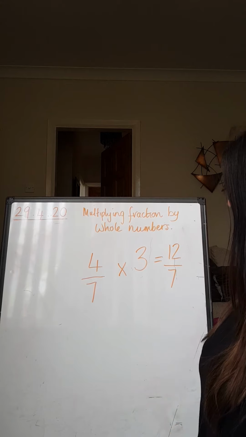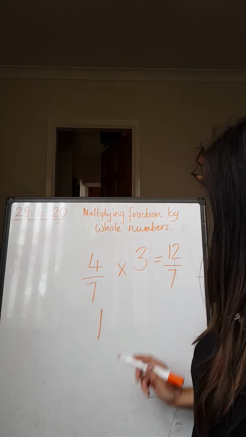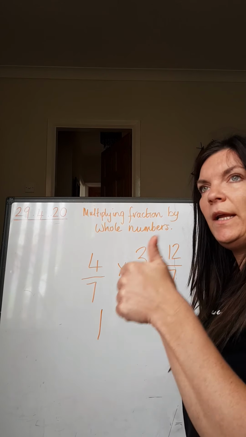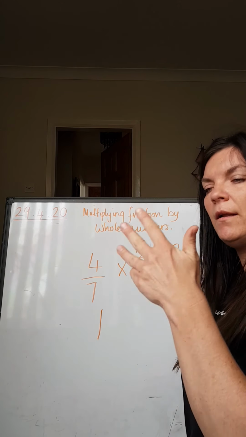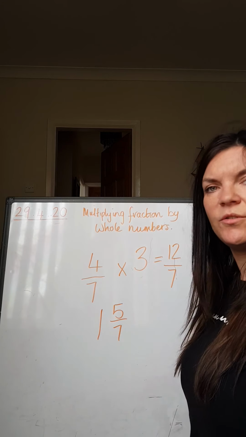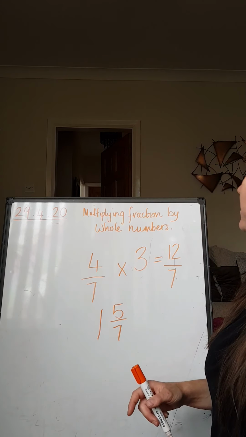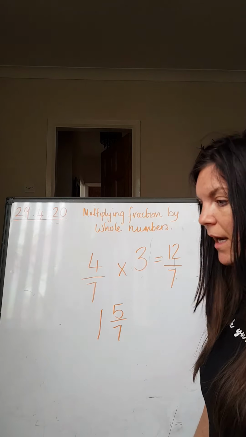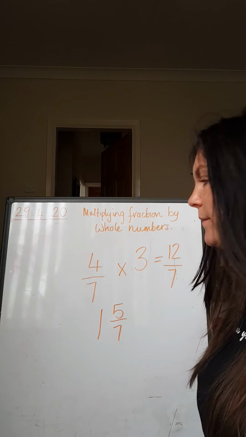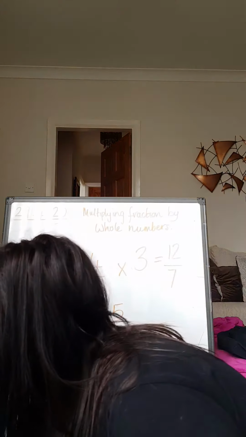How many 7s can I fit into 12? 1. And what's the remainder? 7, 8, 9, 10, 11, 12. There's 5 left over. So I've got 5/7. Remember, the number on the bottom of the fraction doesn't change, so you're always working in 7ths. Right, hope that is much clearer for you. If not, rewind the video, have another little look.